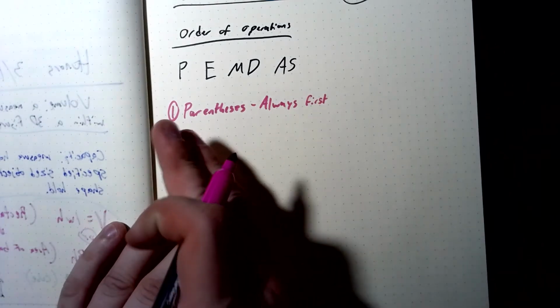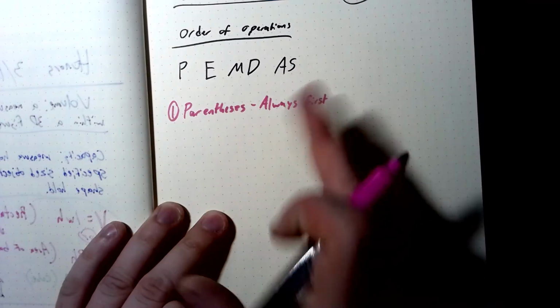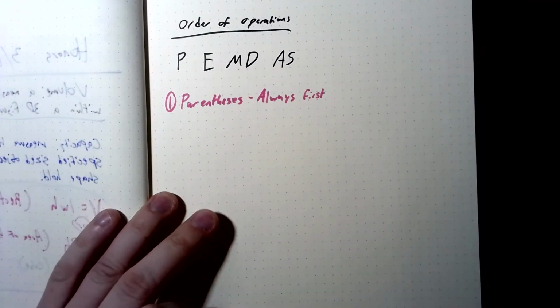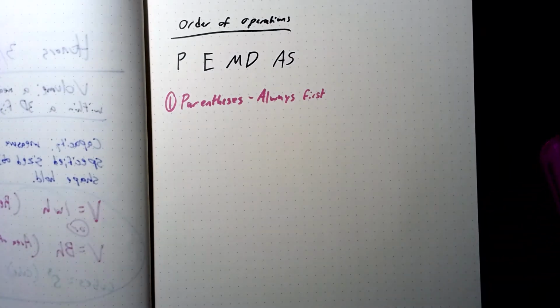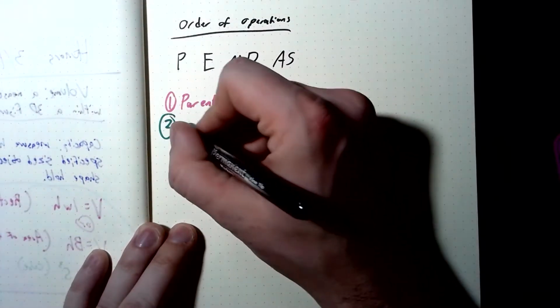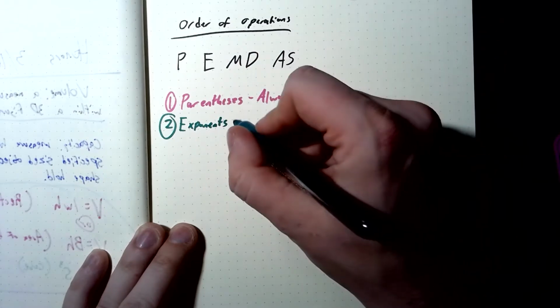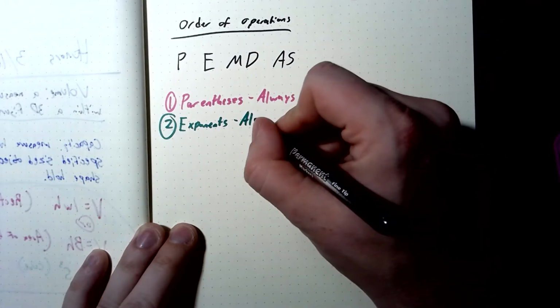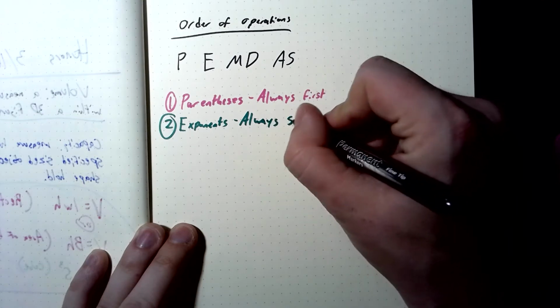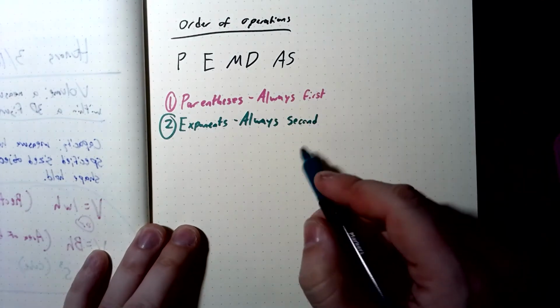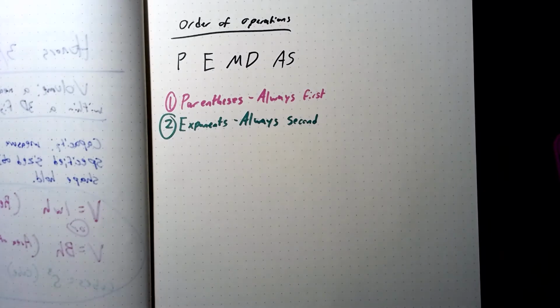There is no situation where you don't do parentheses first unless you are following a separate rule like a property. The second thing that happens is exponents. This is always second. This will always come once you are finished with all of your parentheses in a given expression or equation.